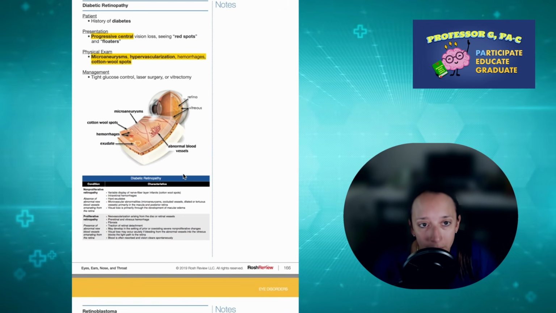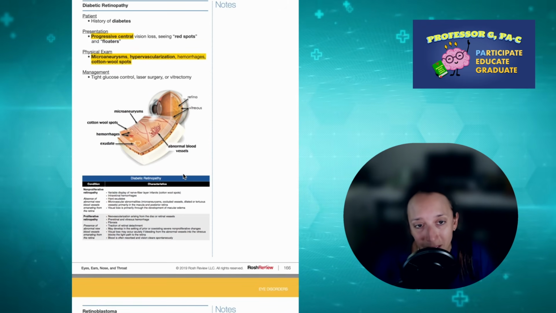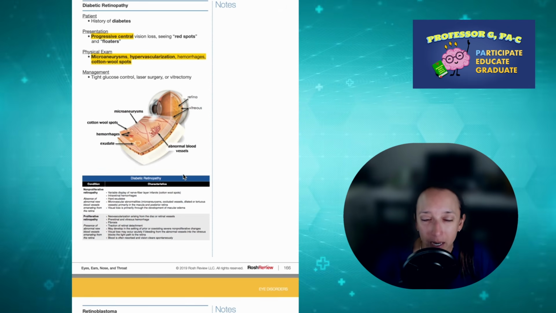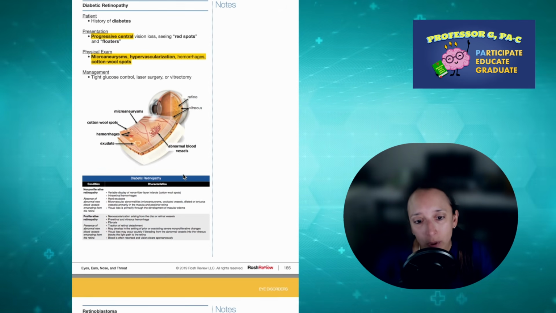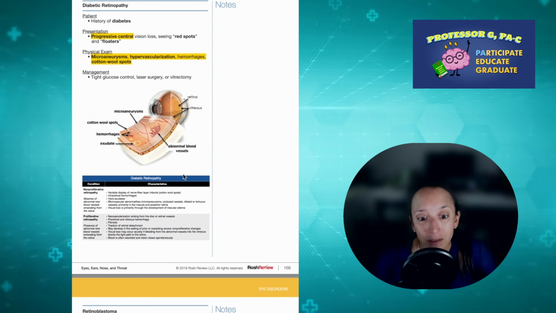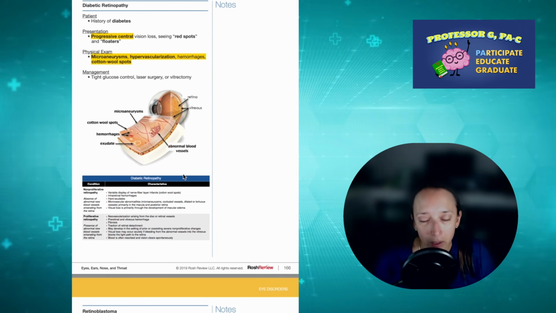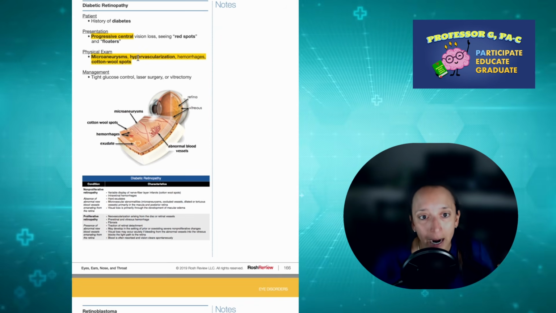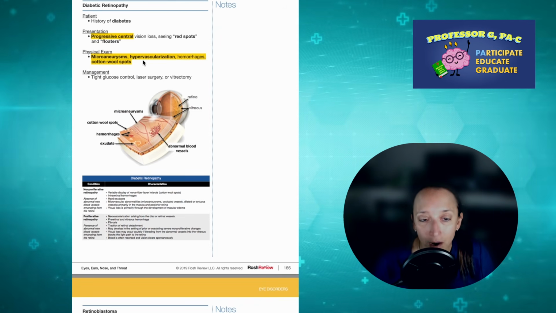All right, diabetic retinopathy. So patients can have a history of diabetes, usually uncontrolled. They will get progressive central vision loss, seeing red spots or floaters. And the most important thing for this is going to be the findings on the fundus, so the back of the eye, which we need to have examined at least once a year for screening purposes. So we'll see these microaneurysms, hypervascularization, hemorrhages, and cotton wool spots.